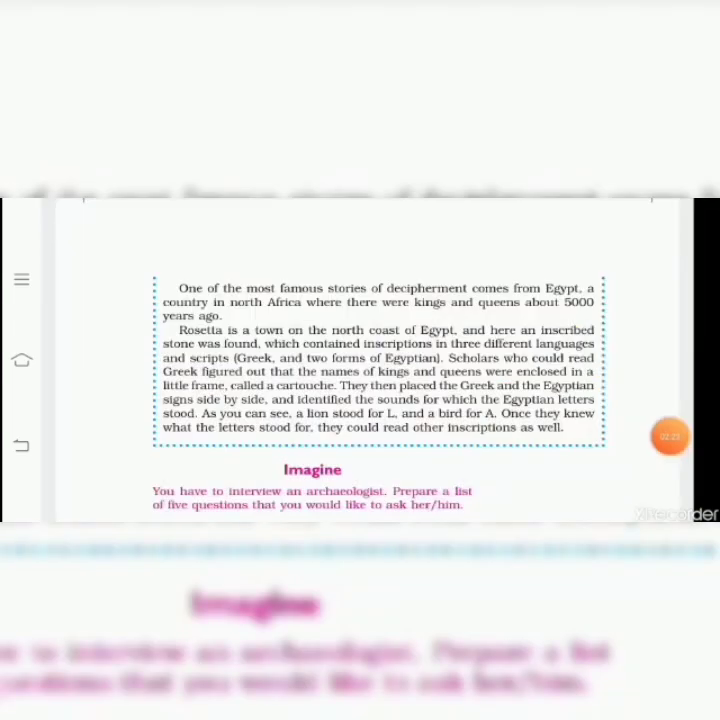Let's see an example. Rosetta is a town on the north coast of Egypt, and here an inscribed stone was found which contained inscriptions in three different languages and scripts: Greek and two forms of Egyptian. Scholars who could read Greek figured out that the names of kings and queens were enclosed in a little frame called the cartouche. They then placed the Greek and the Egyptian signs side by side and identified the sounds for which the Egyptian letters stood.